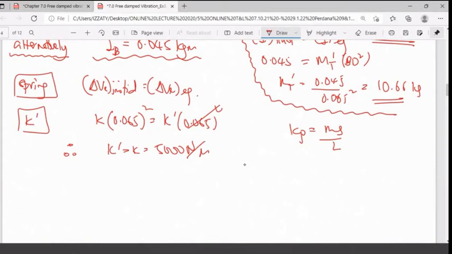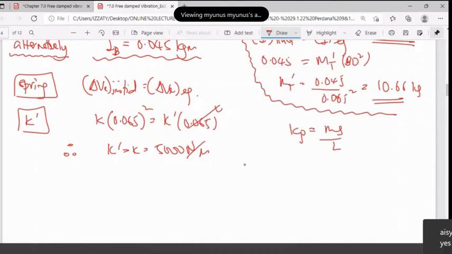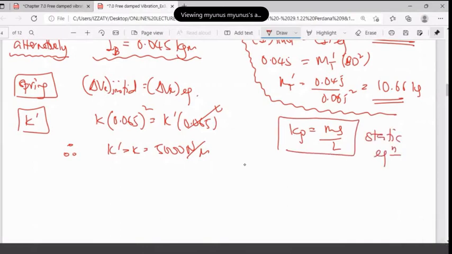Hello? Can you understand me, class? Why so quiet? Yes, Fadil. Thank you, Fadil. So where does this one come from? It's from the static equation, where you have mg equal to k delta.